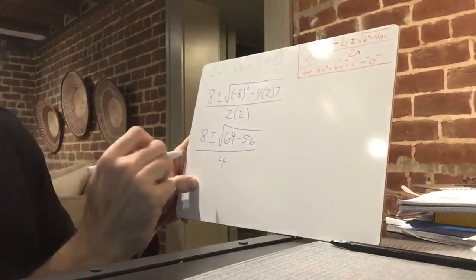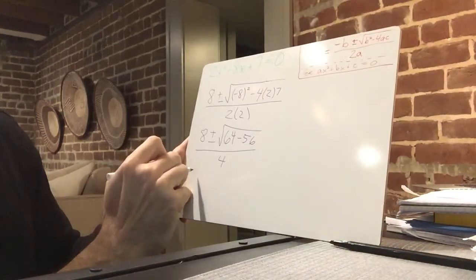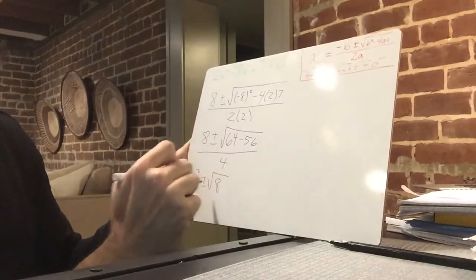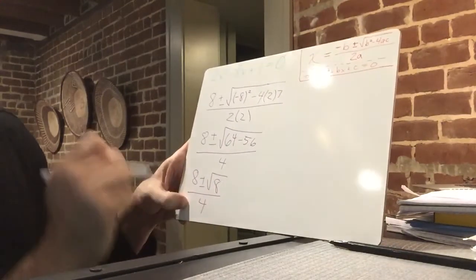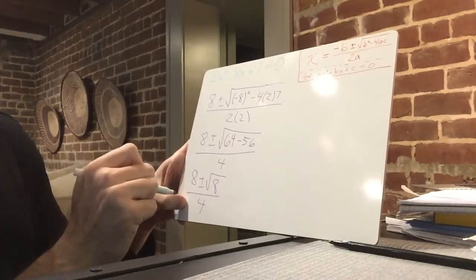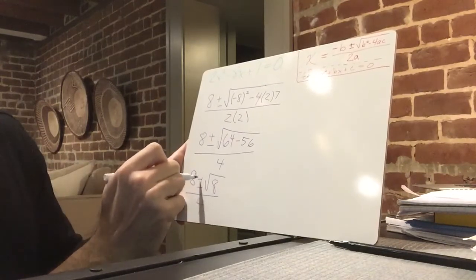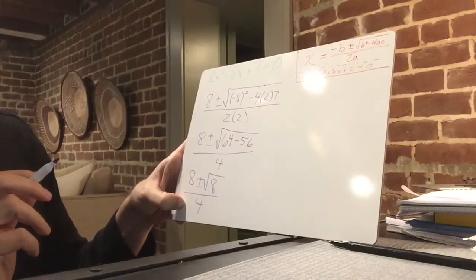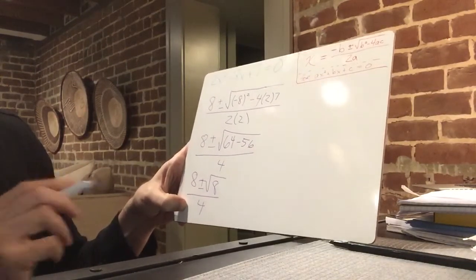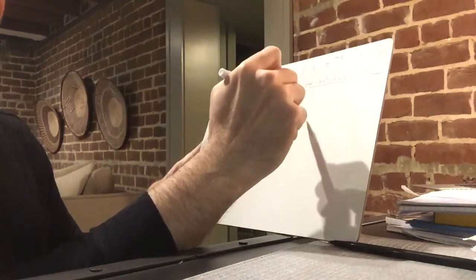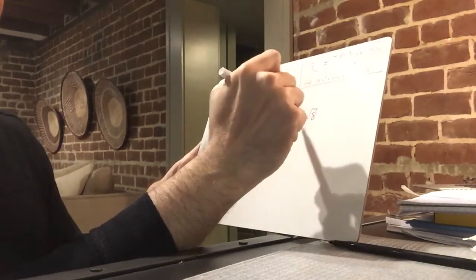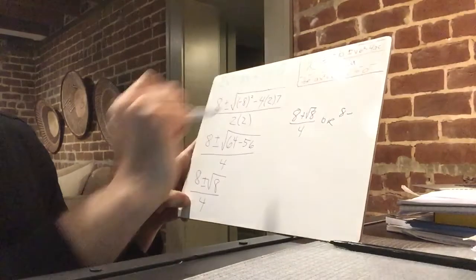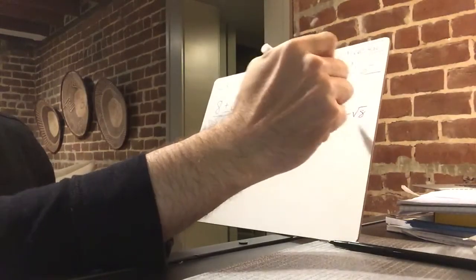All right, cool. So now a couple more steps before we go to the calculator. 8 plus or minus the square root of 8, divided by 4. We're going to talk about this in a second because we can look at this in simplified radical form, but really I want to help you with calculator usage right now. So our two answers are going to be 8 plus square root of 8 over 4, or 8 minus square root of 8 divided by 4.